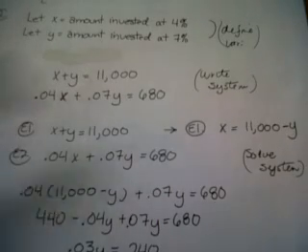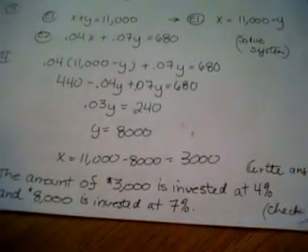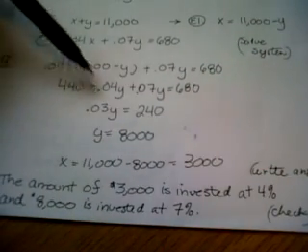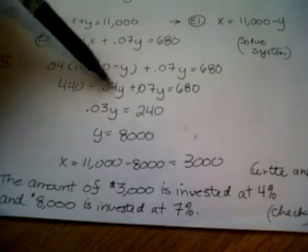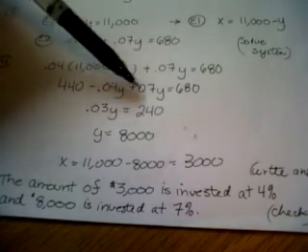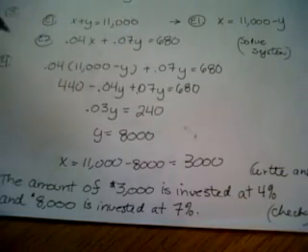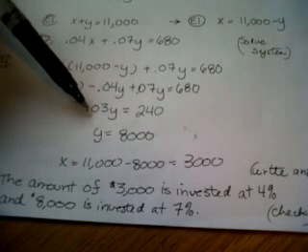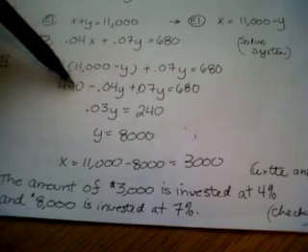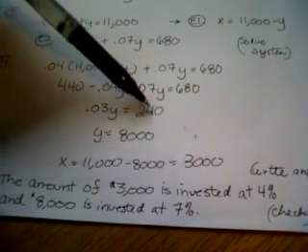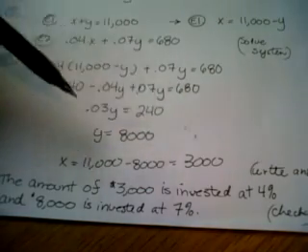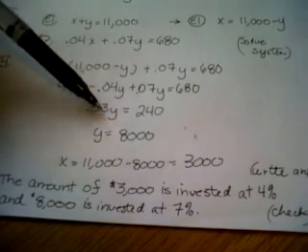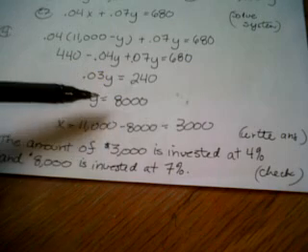I did distributive property here, and I got 440 minus 0.04y plus 0.07y equals 680. Now I'll combine like terms, so I combine those two y's, and that gave me 0.03y, and I subtracted 440 from both sides, and that left me with 240 on the right-hand side. I divide both sides by 0.03, and that leaves me with y equals 8,000.